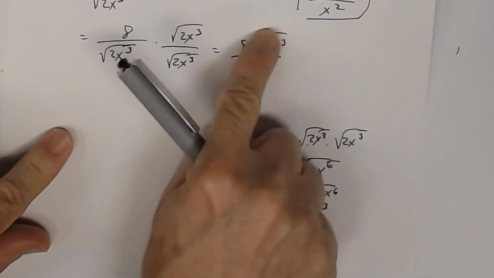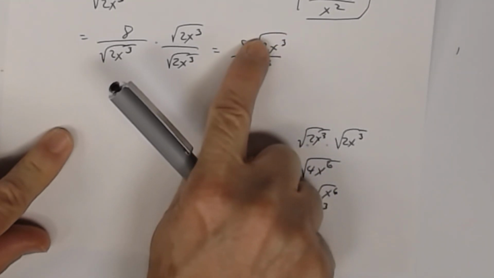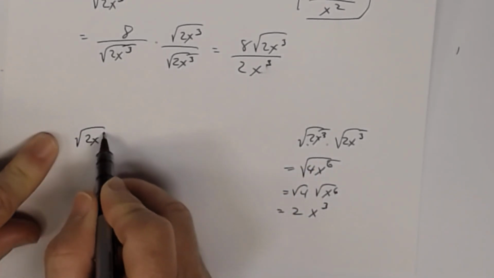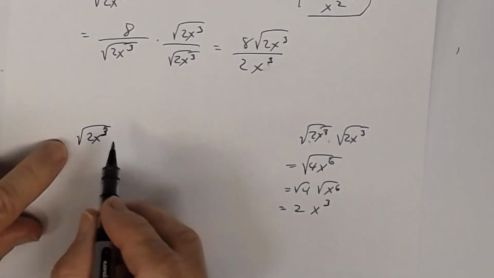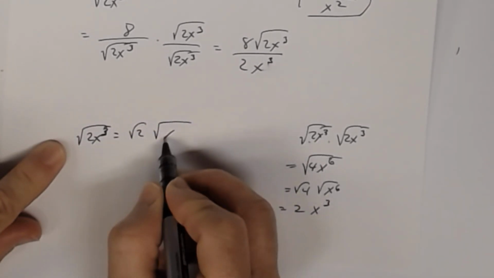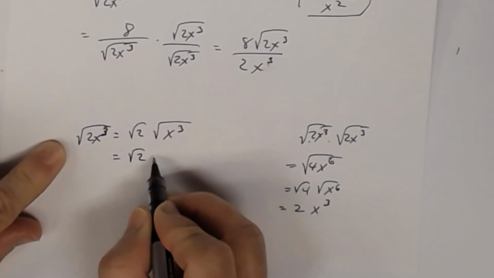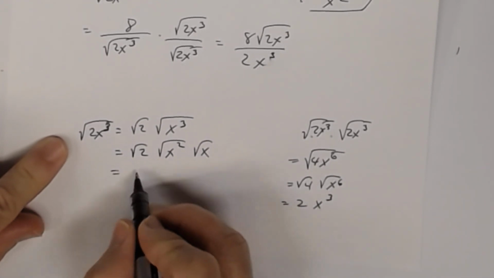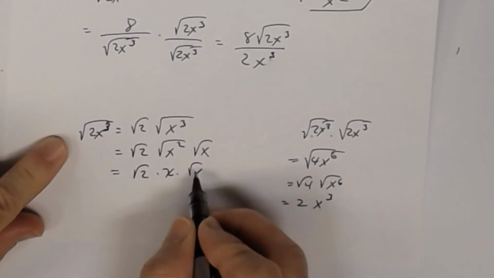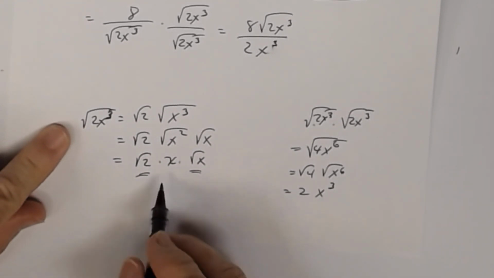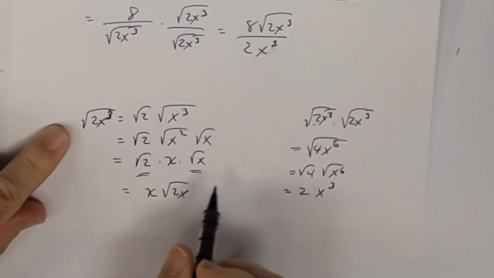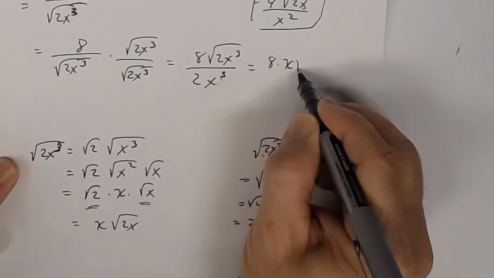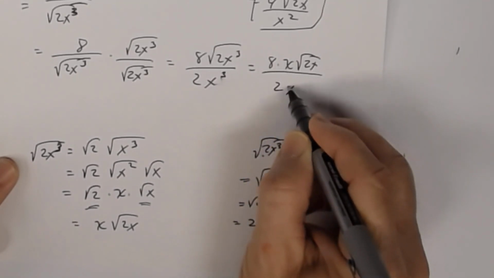Now let's go ahead and simplify this right here, because you know that 3 is greater than or equal to 2, the index. So you can simplify that. So let's think about the square root of 2x cubed that's in the numerator. I can simplify that. That becomes the square root of 2 times the square root of x cubed. Then simplify the square root of x cubed. You're going to rewrite the square root of x squared times the square root of x. So this is square root of 2 times x times square root of x. And now rewriting these as one square root, that becomes x square root of 2x. So that's this right here. So this becomes 8 times x square root of 2x divided by 2x cubed.